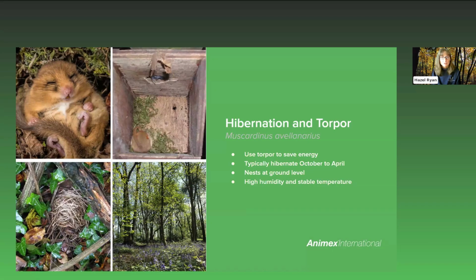And this can be either due to bad weather, so it's very cold, or very wet, because a dormouse's fur is not very waterproof and it gets waterlogged very easily. And being such a small animal, they have a very high surface area to volume ratio and lose heat very, very quickly. Or another reason is lack of food availability. So perhaps we've had a very early warm spell in the spring and the trees haven't caught up and the flowers are not available for them. And this means that they're quite vulnerable to predators because when they're in this state of torpor, they can't react very quickly and they can't run away if a predator finds their nest.